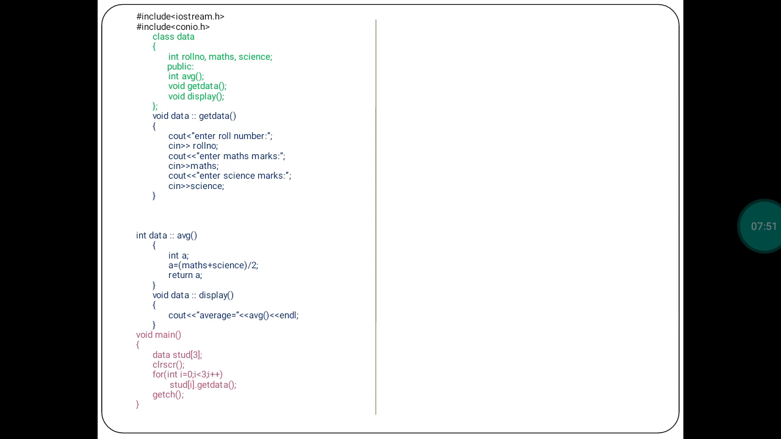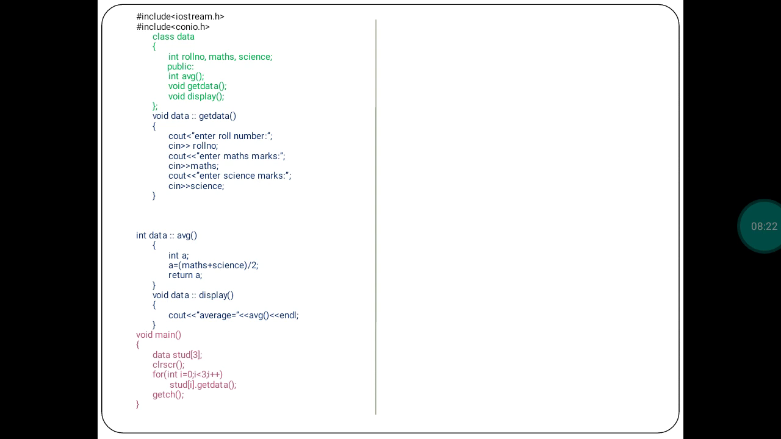See one programming example here. #include <iostream.h>, <conio.h>. Class is a keyword, data is the class name. Then int roll number, maths, science. Roll number, maths, science are the 3 private data members.